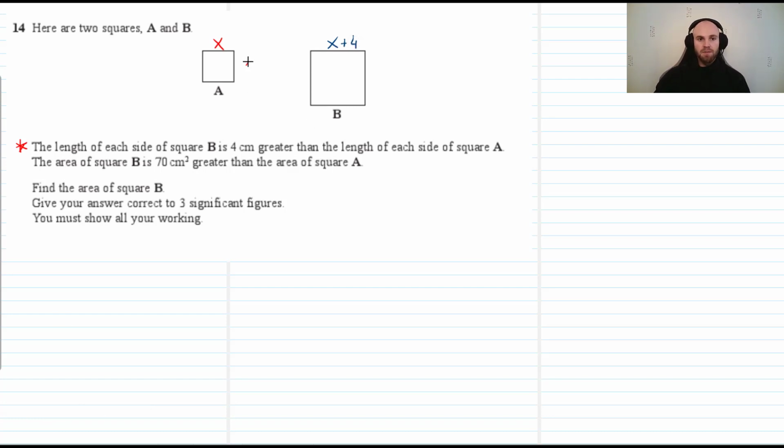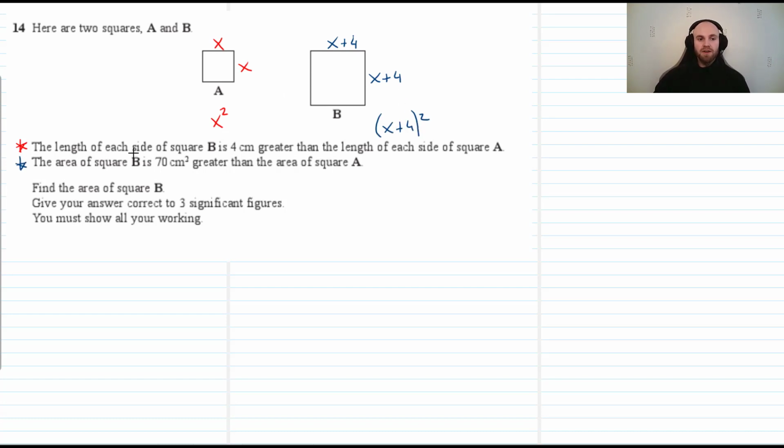And if this side is x, well, all of the other sides are going to be x, and same with if this is x plus 4, this is also going to be x plus 4. So from this, we can say that the area of A is going to be x by x, so the area is going to be x squared, and the area of B is going to be x plus 4 squared.